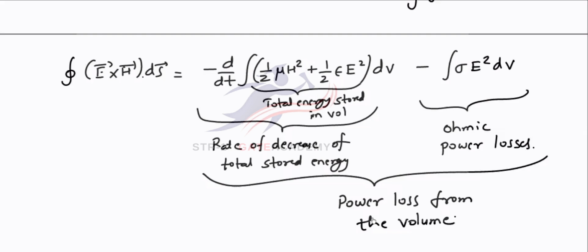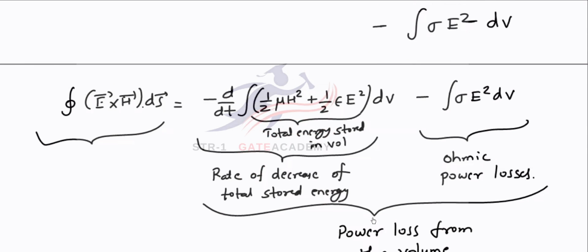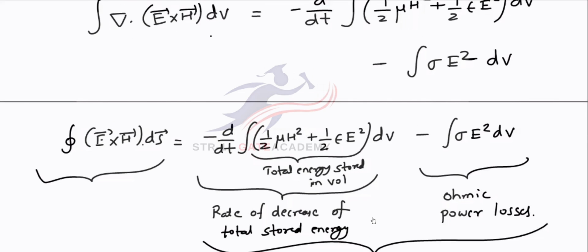So obviously, if you have to equate both the sides, then this must give you the power leaving. Obviously, this is some quantity which is leaving the volume. That is for sure, because you have divergence over here. You have divergence over here. So obviously, this quantity is leaving the volume.